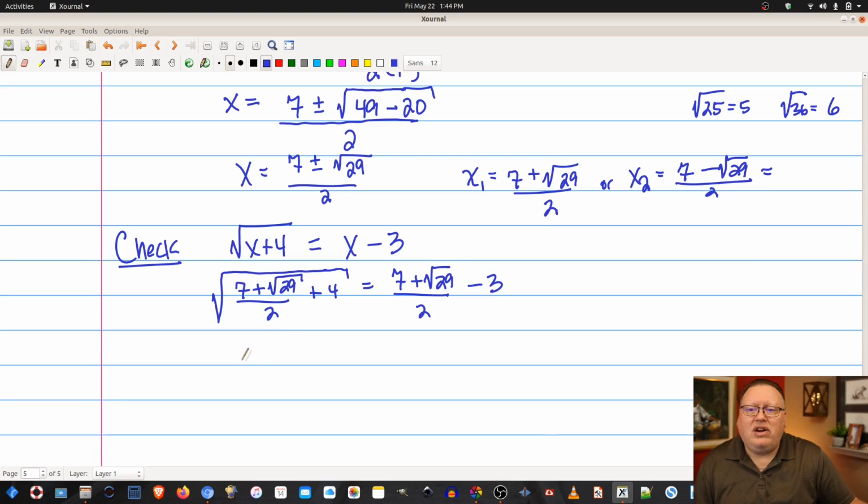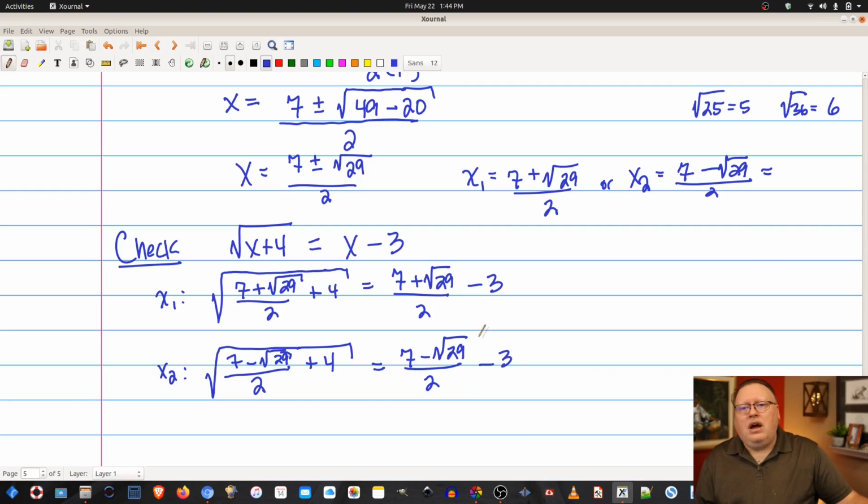So let's write out our second one. This is for x of 1, and our check for x of 2 is going to be similar, but we'll have a 7 minus square root of 29 divided by 2 plus 4. I'm sorry I wrote that so sloppy. And this is 7 minus the square root of 29. All of that over 2 minus 3. All right, and we will see if both of these check.